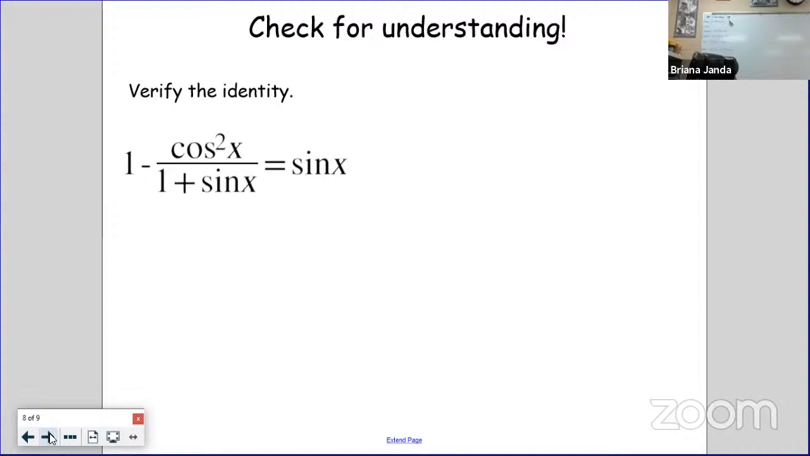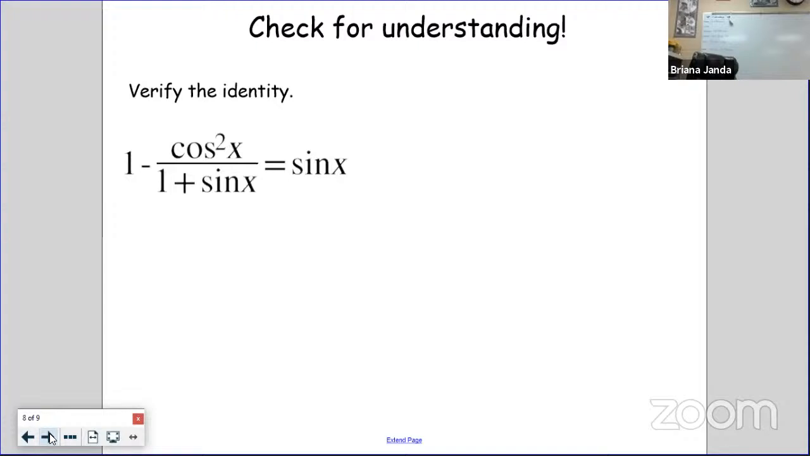Let's look at one last one again. I know it says check for understanding, but let's kind of talk through this together here. So I've got 1 minus, and then the fraction cosine squared over 1 plus sine x, and we're supposed to say that this equals sine x. What strategy do you think we might employ here? Or kind of an algebraic process? Maybe back my question up here. Would you work with the right-hand side or the left-hand side?